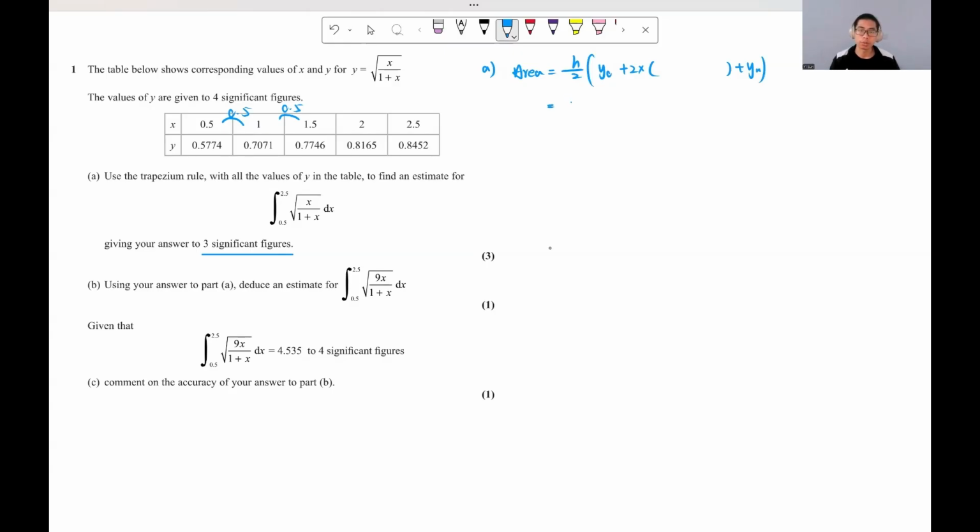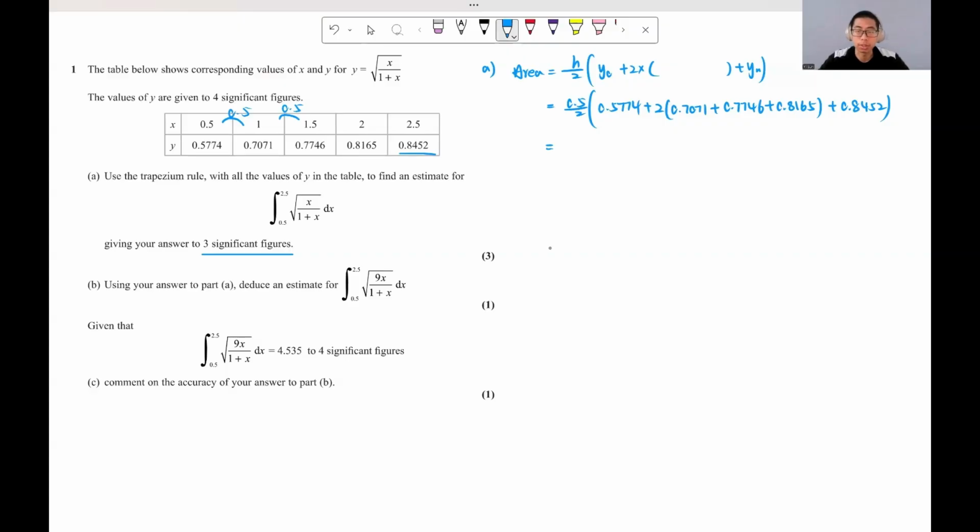So then we just do 0.5 over 2. And then y0 is just the first y value, 0.5774. The last y value would be this one. All the y values in between, we need to times by 2. So 2 times by 0.7071 plus 0.7746, and then plus 0.8165, and then plus the last y value, 0.8452. And then put that in the calculator.